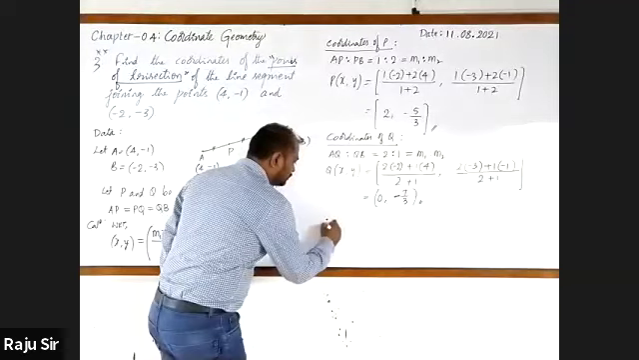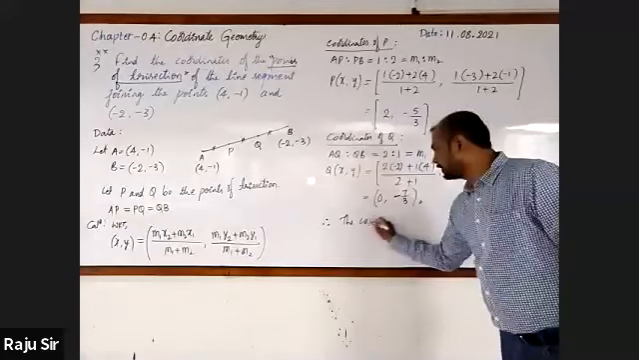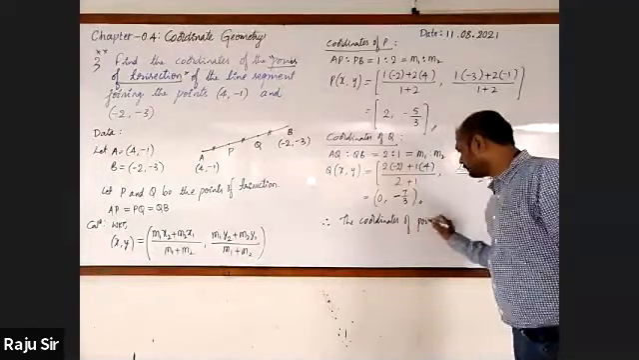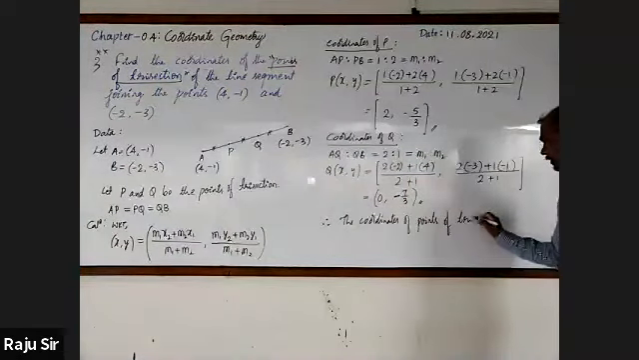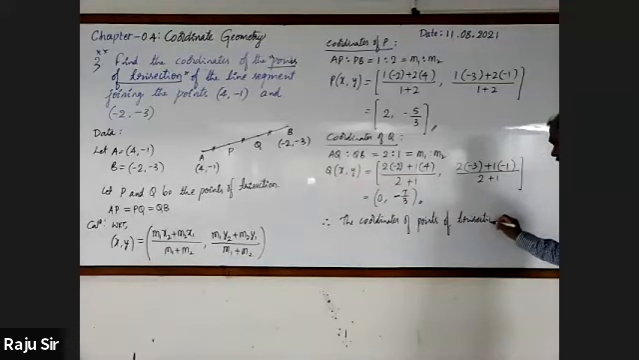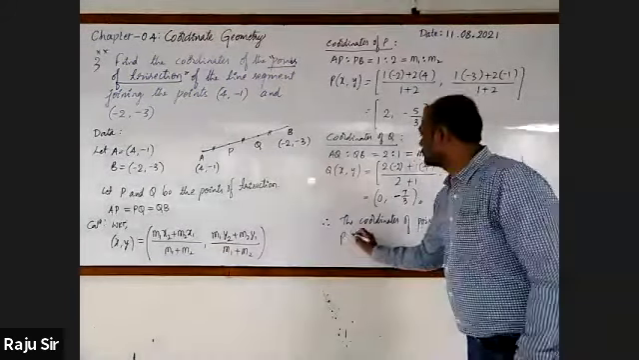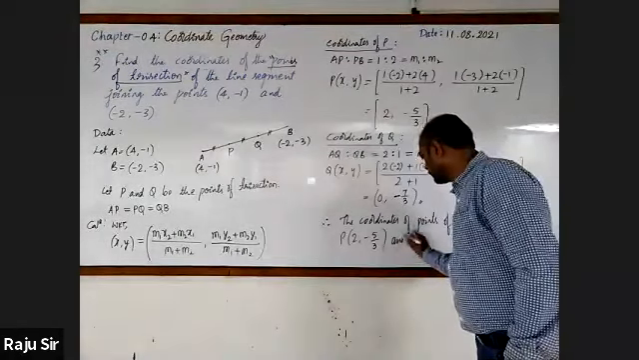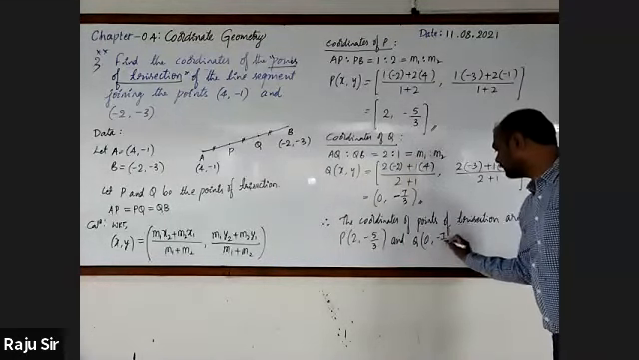Now let me write the conclusion. Therefore, the coordinates of points of trisection are P is 2 comma minus 5 by 3 and Q is 0 comma minus 7 by 3.